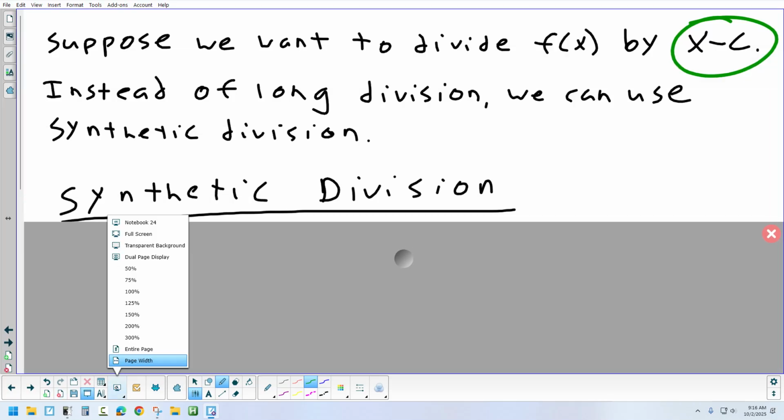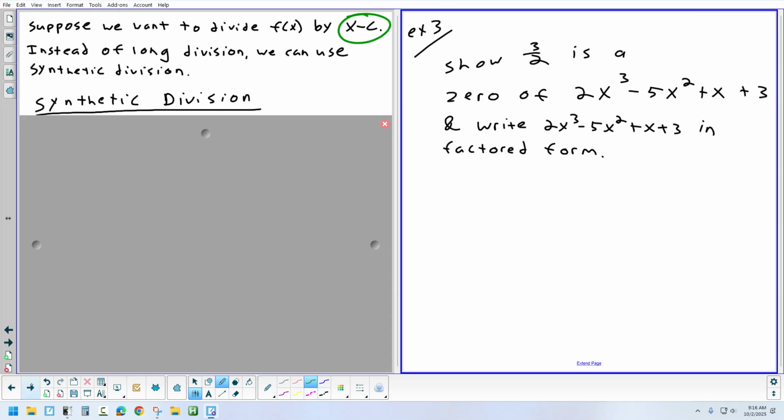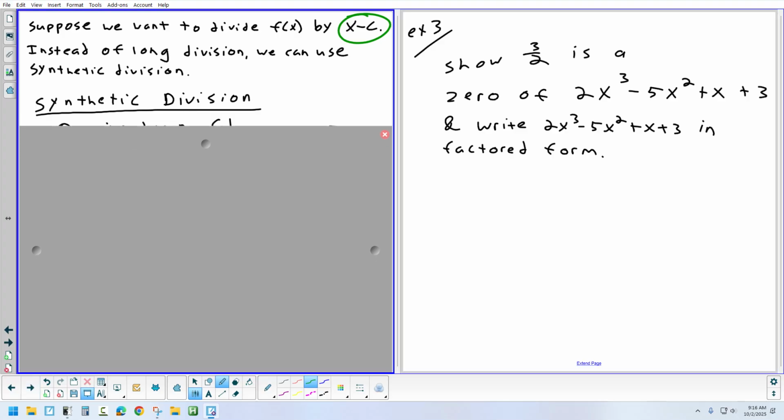I'm going to try to do this like I did yesterday. I'll put up a problem, and we'll do division at the same time.